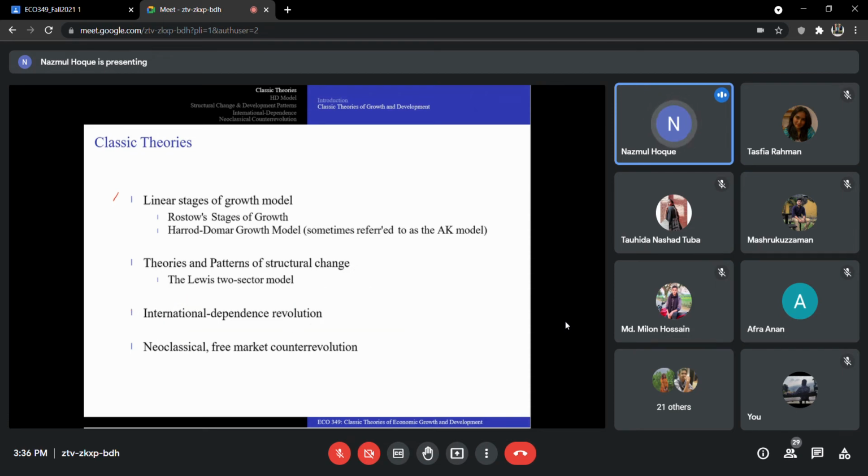So the linear stages of growth group has major theories including Rostow's stages of economic growth. It's not exactly a theory, but rather talks about what generally happens when economies grow from underdevelopment to development. What Rostow's stages of growth basically says is that economies, through capital accumulation, will transform.